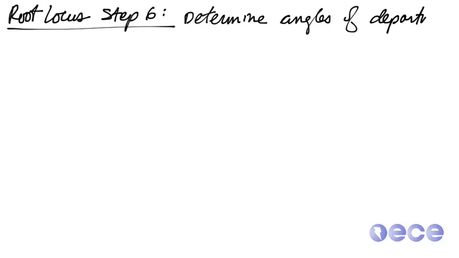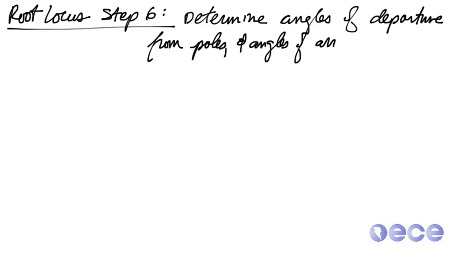Let's look at step 6 of the root locus, determining angles of departure from the poles and angles of arrival at zeros. So we're going to do this live. If somebody else comes into the office and asks a question, I may have to push pause.